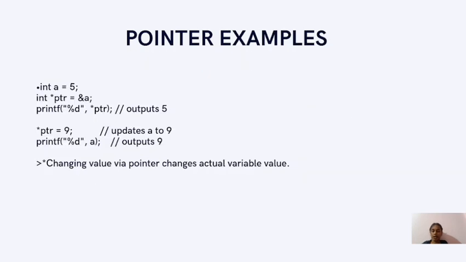Here is how pointers work in practice. If we have int a = 5 and int *pointer = &a, then using printf with *pointer will output 5. If we do *pointer = 9, it updates a to 9 as well. So if we print a, the output will be 9. Changing a value via a pointer will actually change the original variable in memory. This demonstrates the powerful relation between pointers and variables.